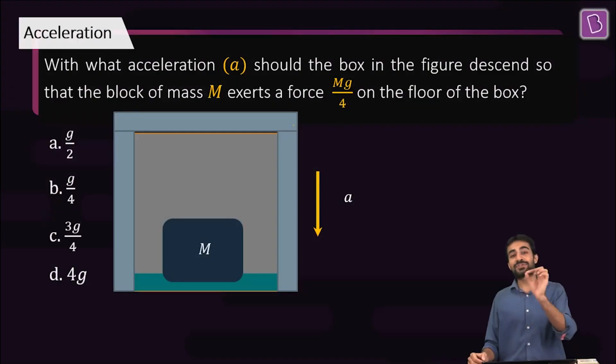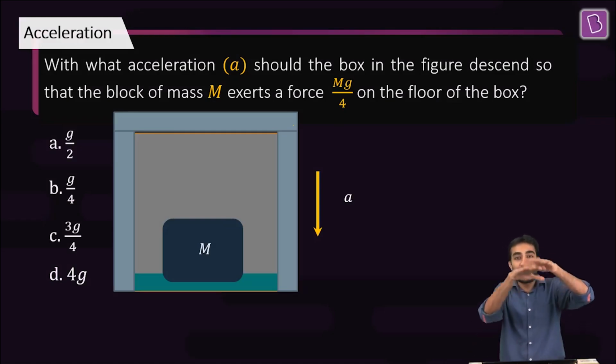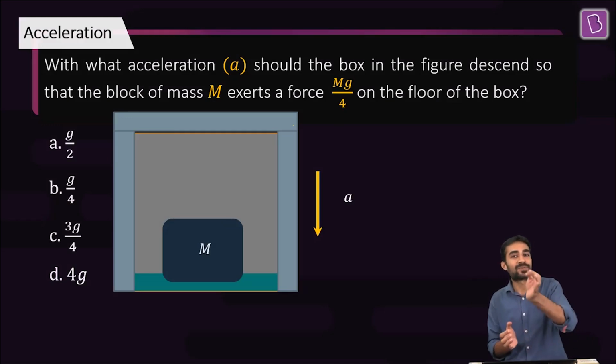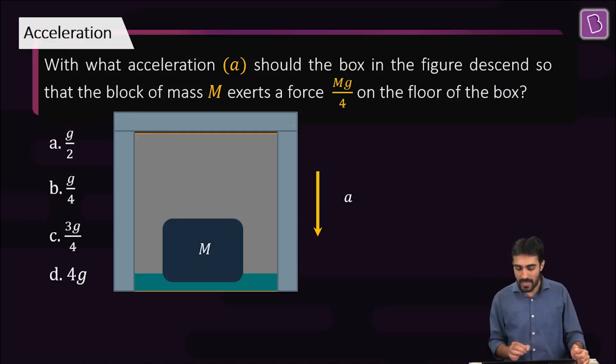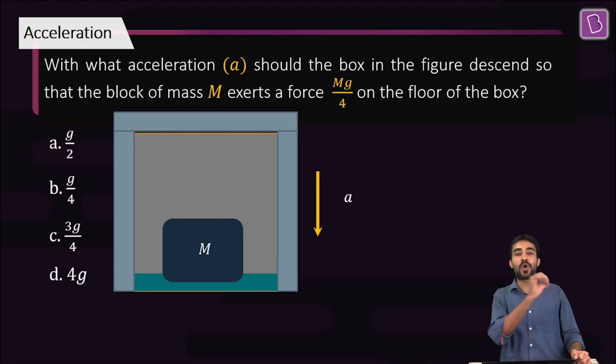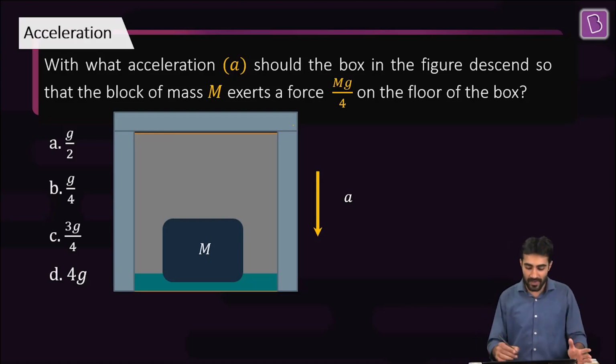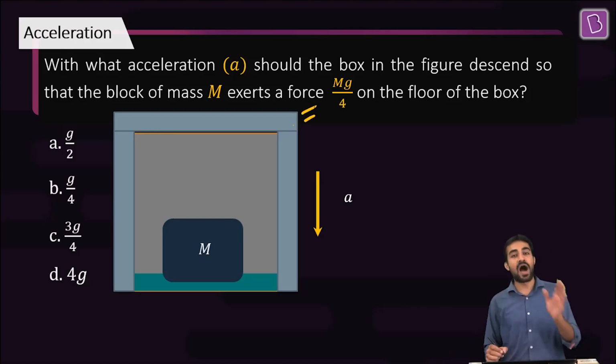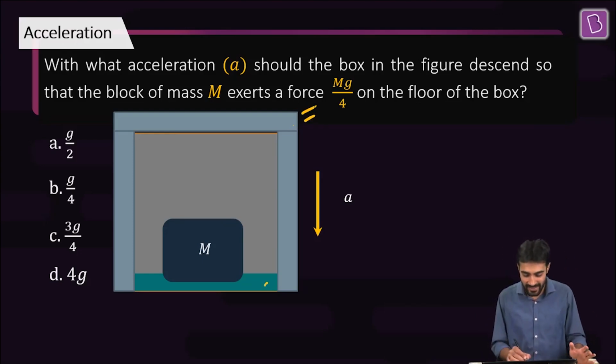With what acceleration A should the box, by box we mean the bigger box. Can you see the bigger box? Right. So with what acceleration A should the box in the figure descend so that the block of mass capital M exerts mg by 4 on the floor of that box? So here we have a big box and we will call this big box as our elevator. And there is a floor of this elevator. This is the green floor.